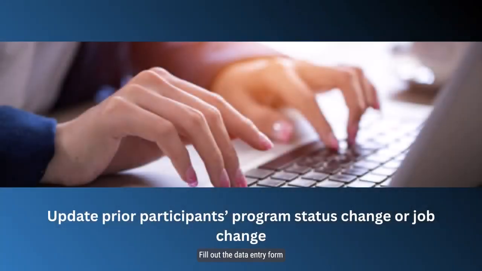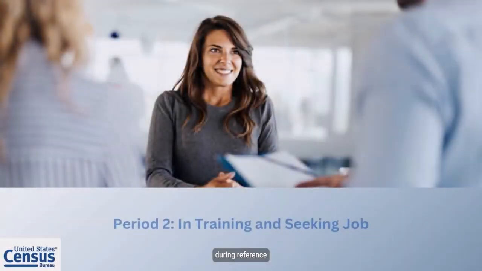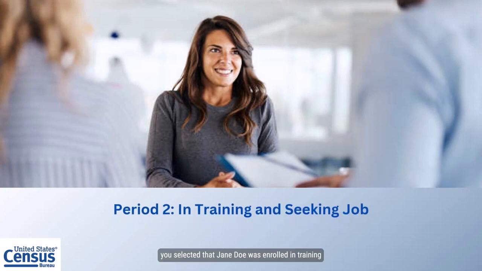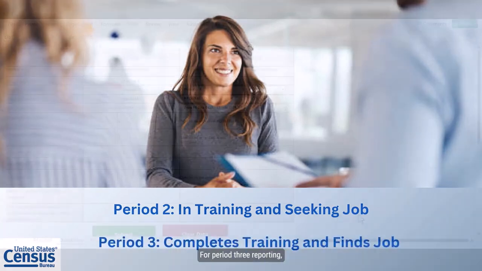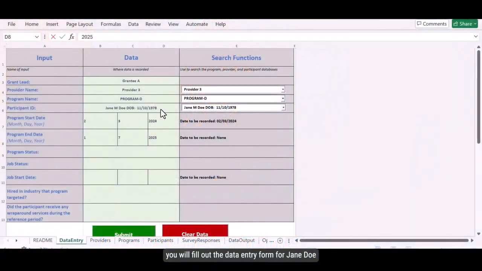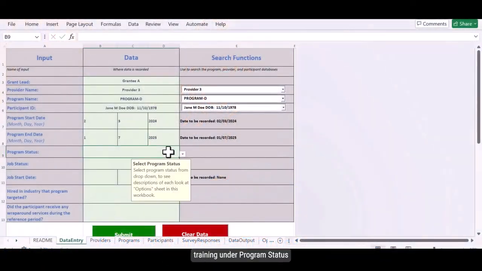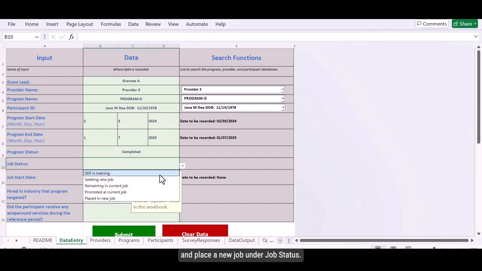Fill out the data entry form for both new participants and every prior participant that had a program status change or job change. For example, during reference period 2, you selected that Jane Doe was enrolled in training and seeking a new job. However, by period 3, Jane Doe completed training and was placed in a new job. For period 3 reporting, you will fill out the data entry form for Jane Doe and select completed training under program status and placed in new job under job status.